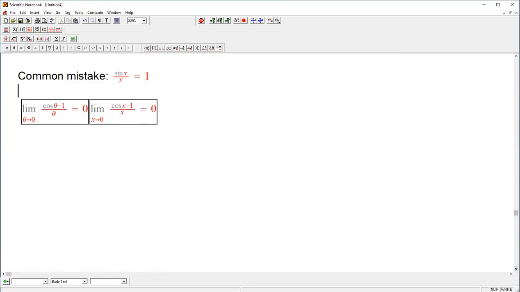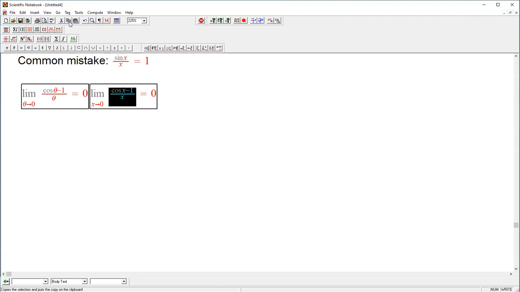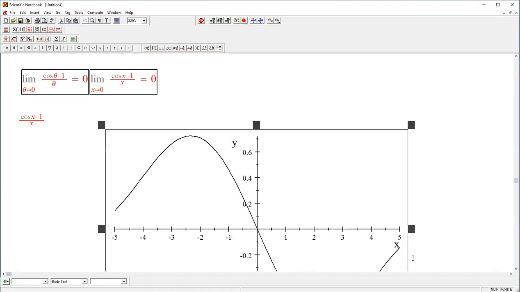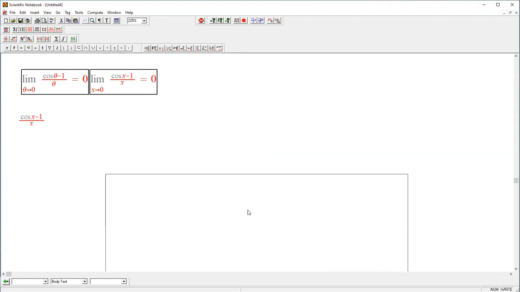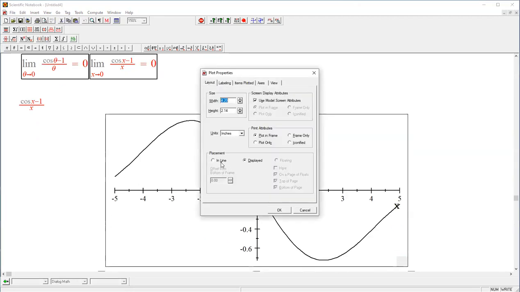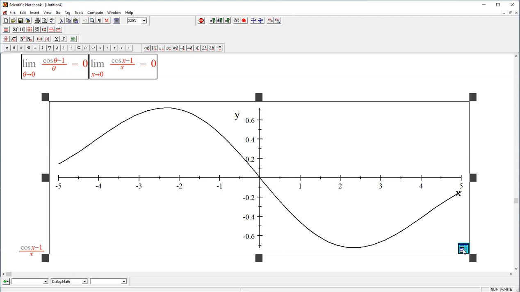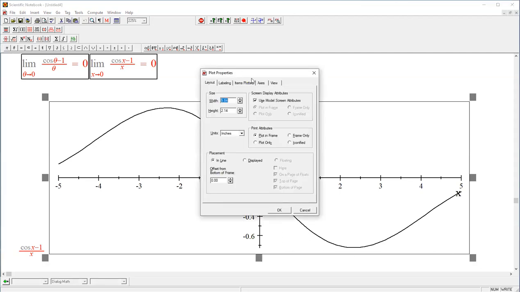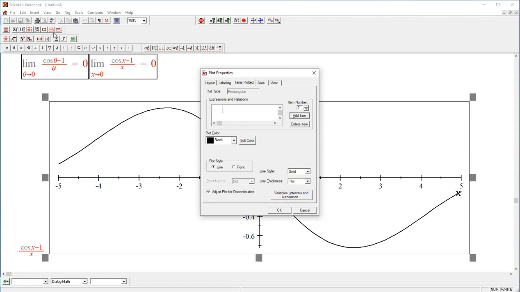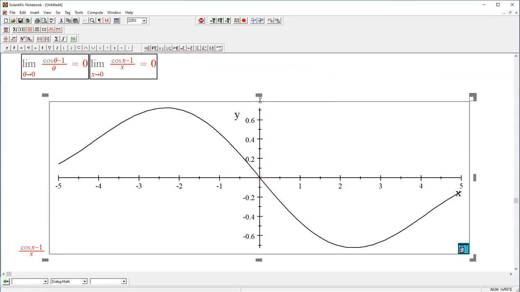Let's look at the other curve: cosine x minus 1, divided by x. So this is the curve, looks like this. It goes in both directions, and of course, x cannot be 0. The domain is any real number except 0. All right, so that's the curve.